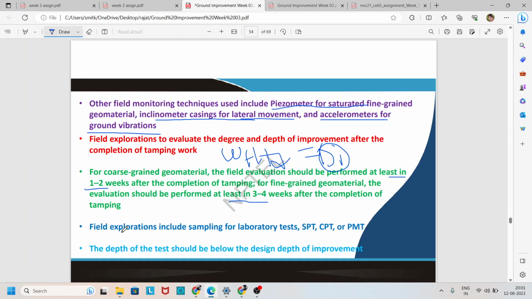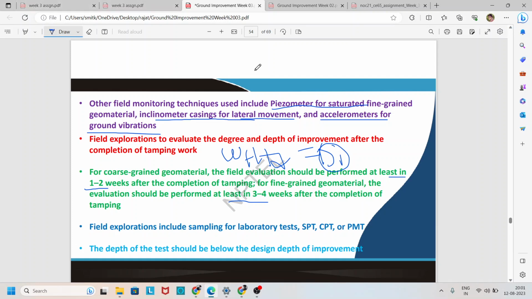Field exploration includes sampling for laboratory tests, SPT tests, CPT tests. That means after applying the deep dynamic compaction, we also find out the strength of the material by different equipment like SPT, CPT. If it is in a reasonable range for the soil, we approve our technique. Or if it is not, we go for more passes or more drops for the soil.